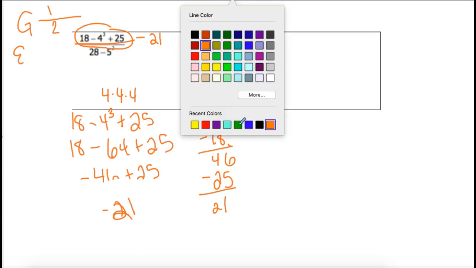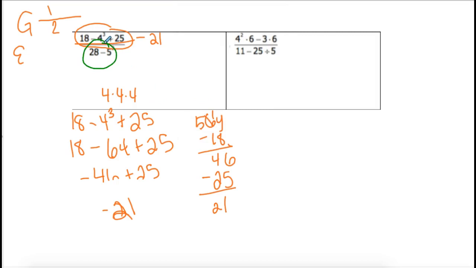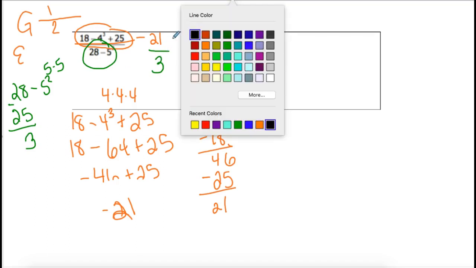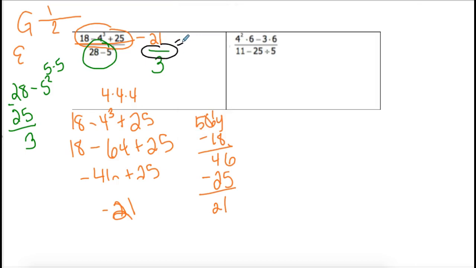So now let's go ahead and do the bottom. So that's what I see here. And it says 28 minus 5 squared. 5 squared means 5 times 5. 5 times 5 is 25. So 28 minus 25 is 3. Okay, this line right here, that's the same thing as divide. So negative 21 divided by 3 is negative 7. Okay, let's keep going. Now I promise we're on the last one.